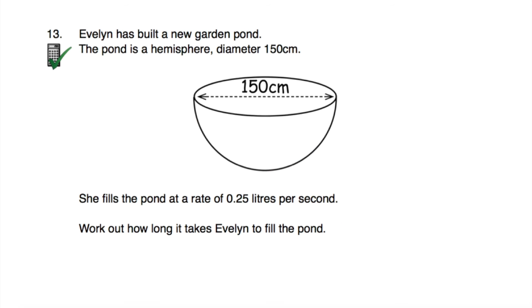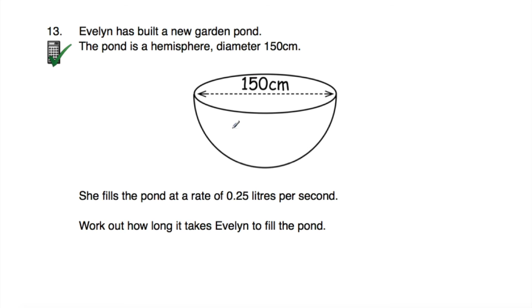Okay, so question number 13, we've got Evelyn has built a new garden pond. So she's got this new garden pond, so I'm guessing the ground is here somewhere. So this is the ground and this is her pond. So she's got this pond and it's a hemisphere with a diameter of 150 centimeters. And she fills the pond at a rate of 0.25 litres per second. So she's obviously got a hose and it's an empty pond.